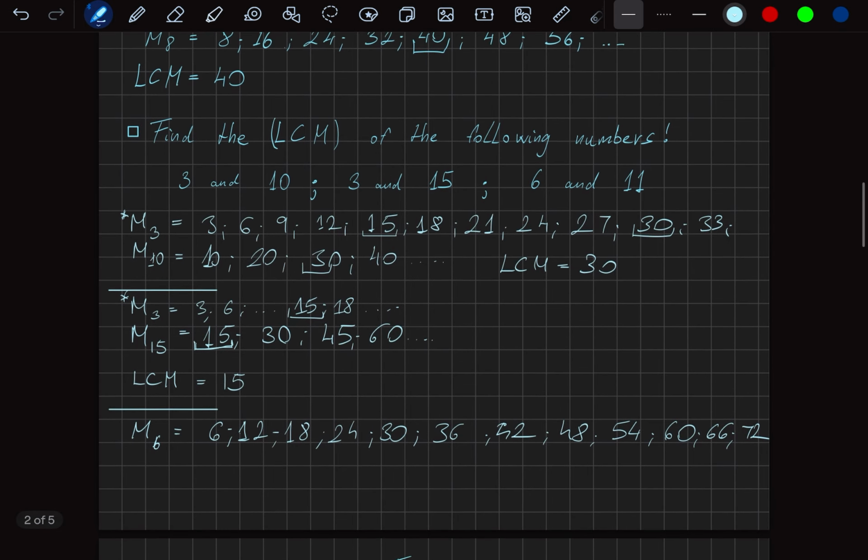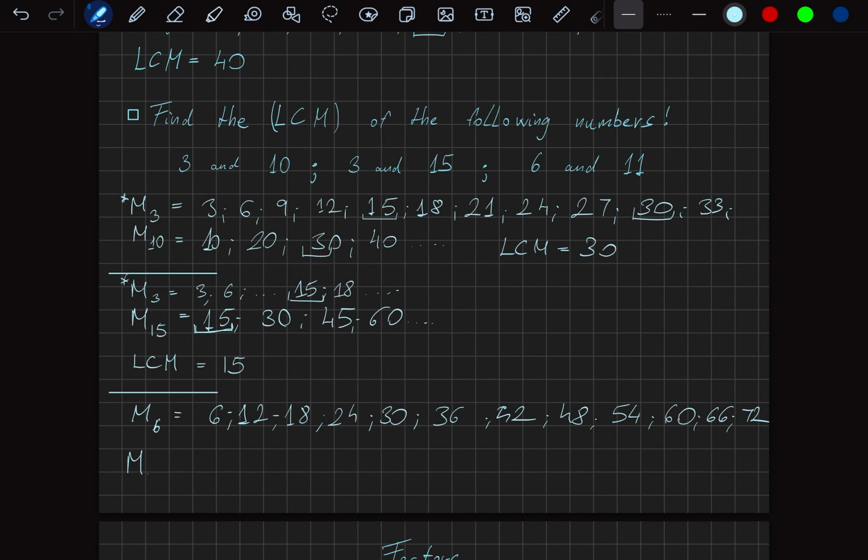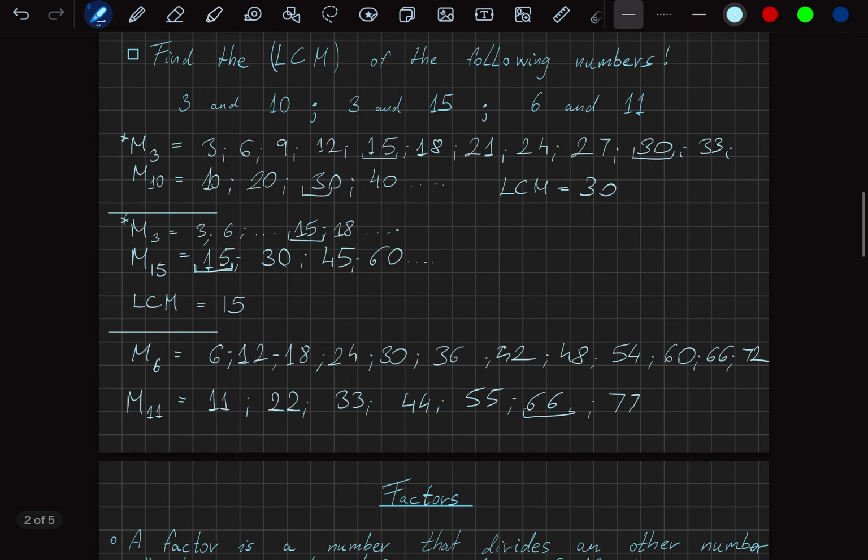And the multiples of 11: 11, 22, 33, 44, 55, 66, you already found it, 77. So the lowest common multiple here will be 66. There are infinite common multiples. Just one lowest common multiple, but common multiples, there are infinite. The lowest common multiple is the lowest of these infinite numbers.